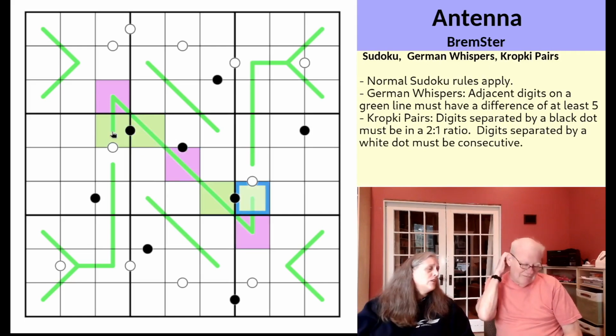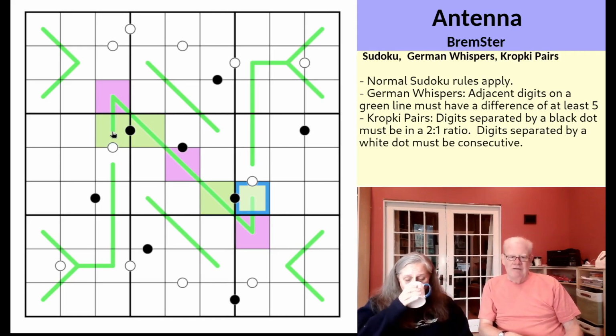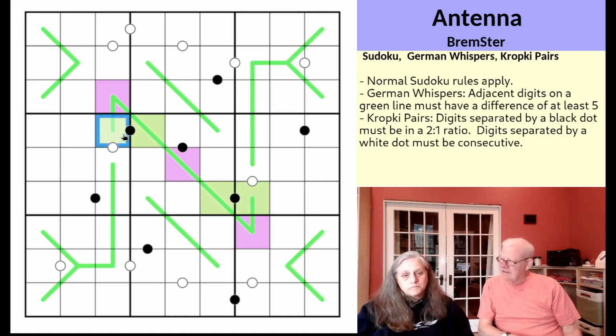Now, why on earth did you alternate colors like that along the line? So if we think about what happens on a German whispers line, if we have a digit in this green cell that is less than 5, so 1, 2, 3, or 4, strictly less, then anything that can be adjacent to it has to be at least 5 away. So if it's a 1, it would have to be at least 6 in the purple cell. If it's a 2, it'd have to be at least 7. If it's a 3, it'd have to be at least 8. And if it were a 4, it'd have to be a 9. So if this is low, 1, 2, 3, or 4, purple must be high. And similarly, if green is high, 6, purple would have to be a 1.